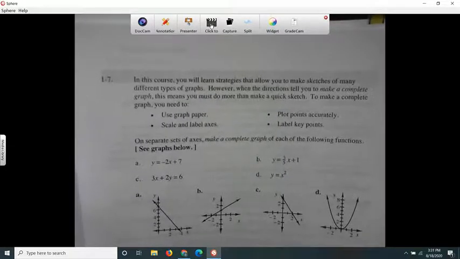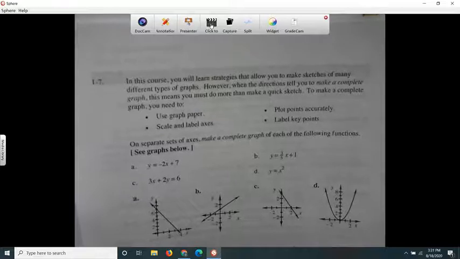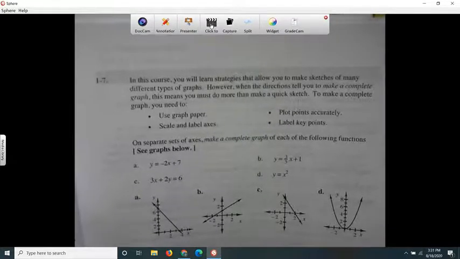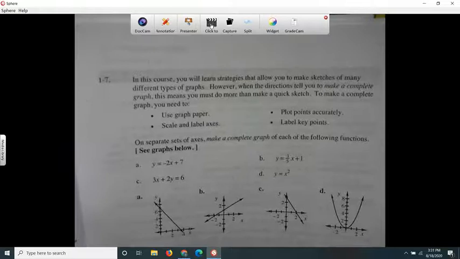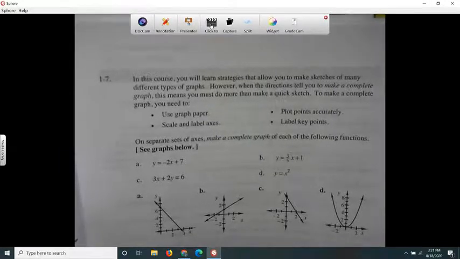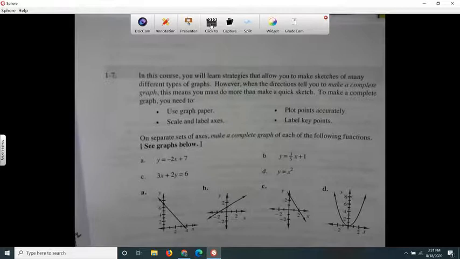I'll talk about that. Plot points accurately, and label key points. On a separate set of axes, make a complete graph of each of the following functions.